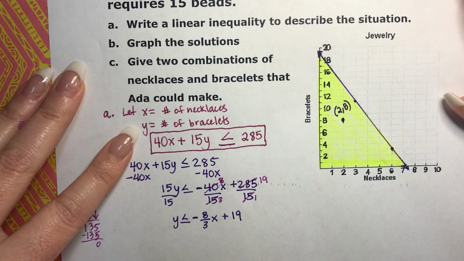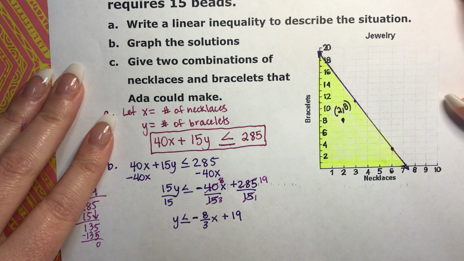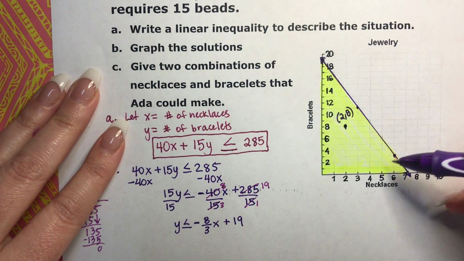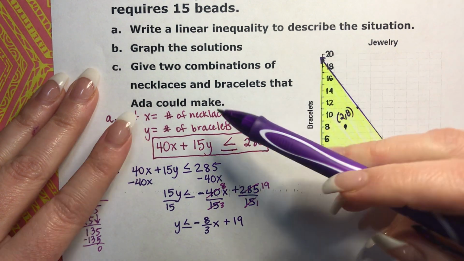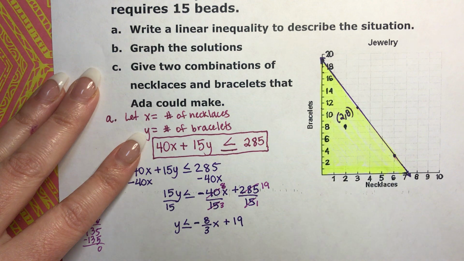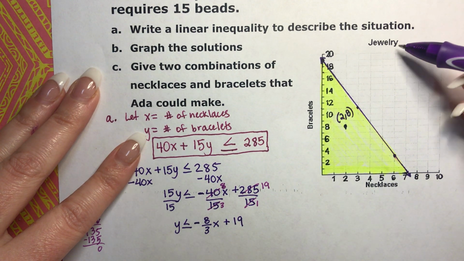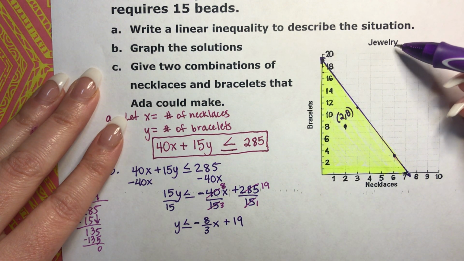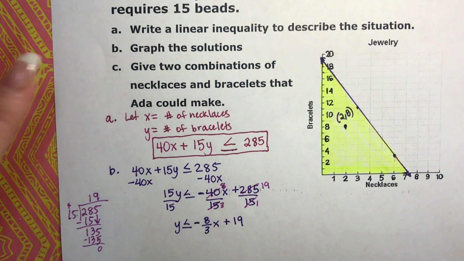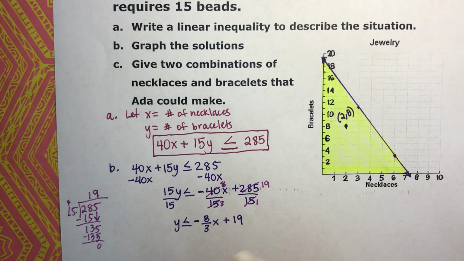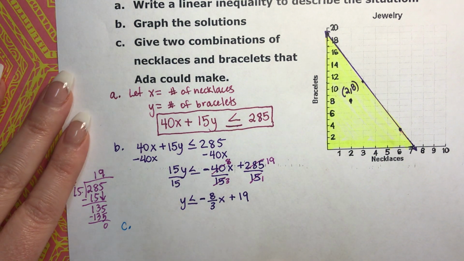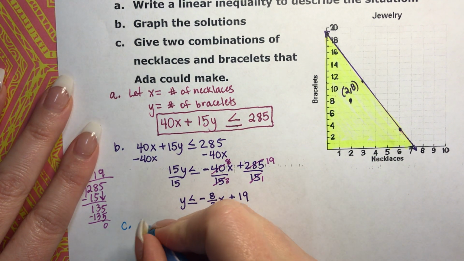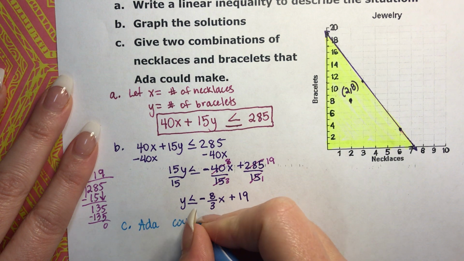So when you do your homework assignment, you need to make sure that you label your x-axis and your y-axis, which is going to correspond with whatever your variables are, and then put a title on your graph. So we're doing C. So this is one solution. So one solution is that Ada could make.